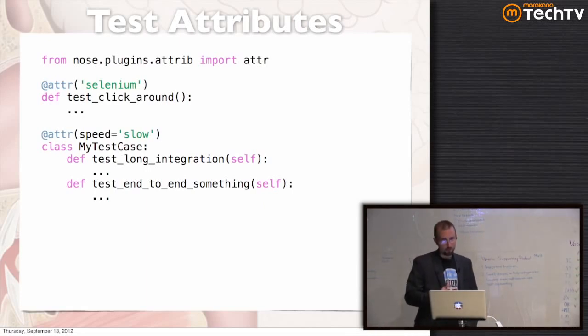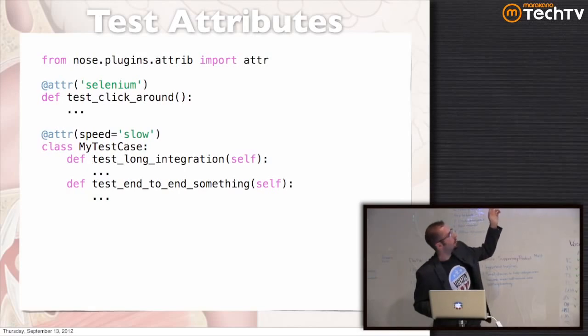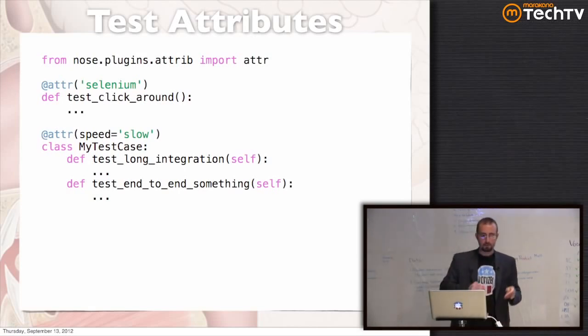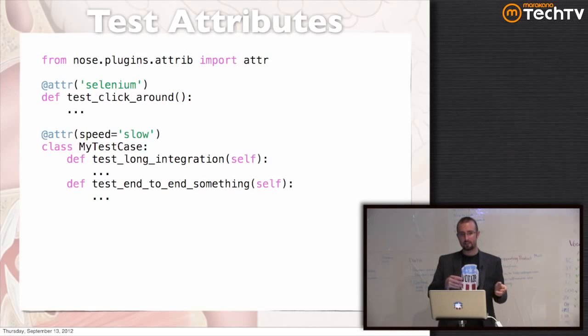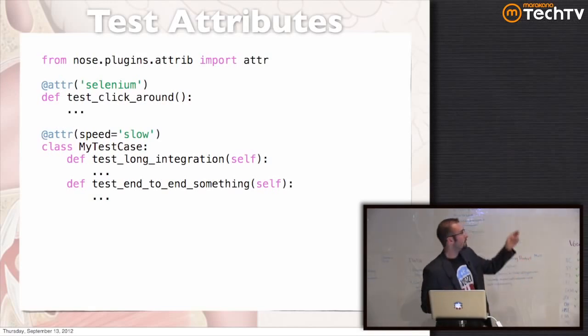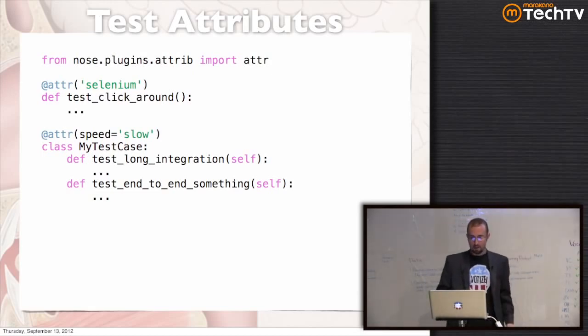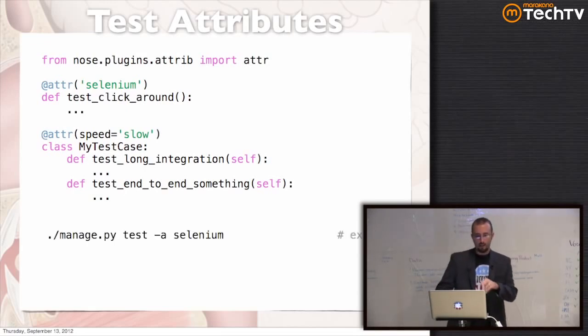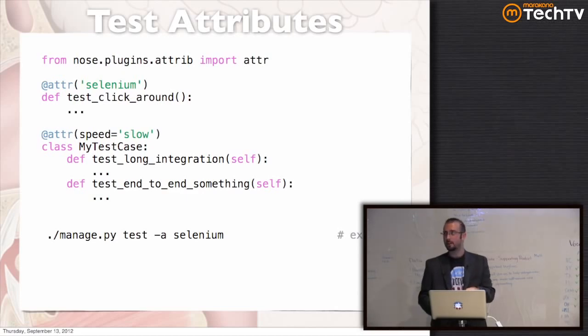Now here's a fun trick you can do with attributes. You can use this adder decorator that Nose provides to stick arbitrary tags onto your tests. It works on classes, it works on functions, and they can be unvalued like the top one or valued like the bottom one. And then when you invoke Nose, which you do through the typical manage.py test, you can say, I want you to only run my Selenium tests. That is, the tests where an attribute called Selenium exists.